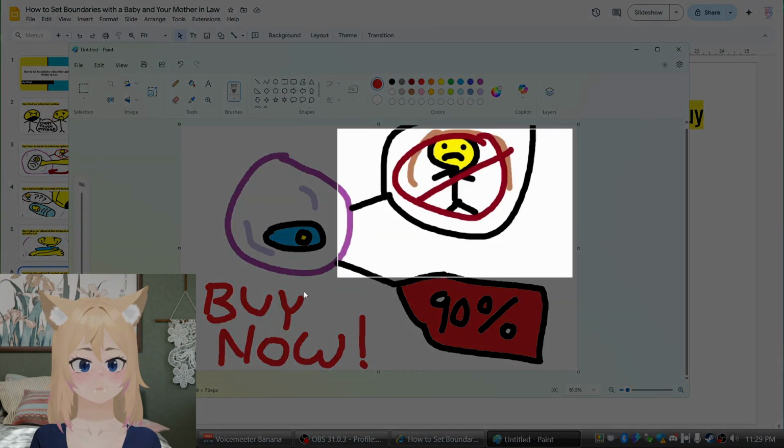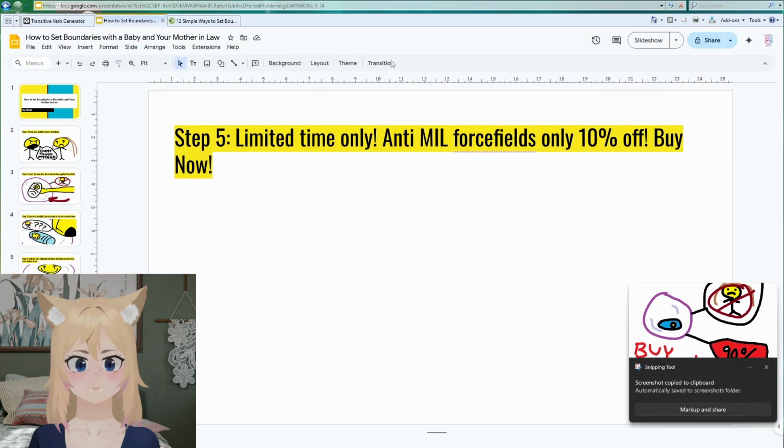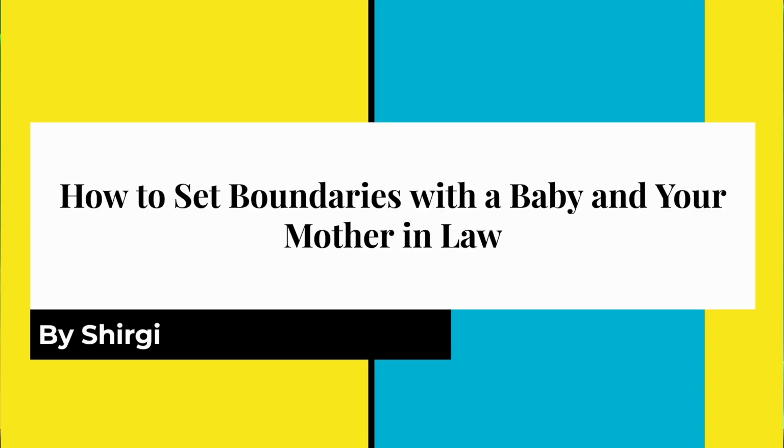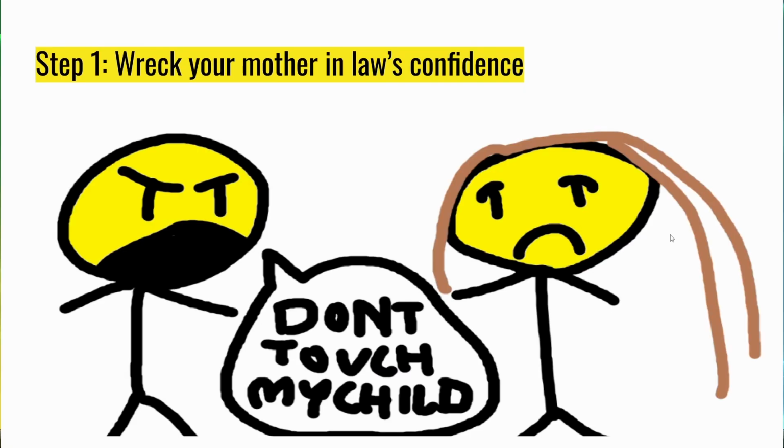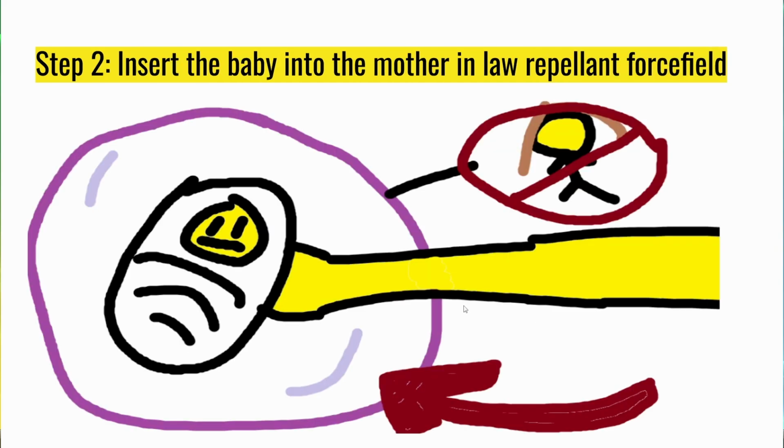Beautiful. Perfect. Awesome. This is how to set boundaries with a baby and your mother-in-law. Bye. Step 1. Wreck your mother-in-law's confidence. One way you could go about this is saying, don't touch my child. And if you're convincing enough, your mother-in-law will be very unconfident about touching your child ever again. Next, you must insert your baby into the mother-in-law repellent force field. That way, 100% guarantee that your mother-in-law ain't gonna touch your baby no more.